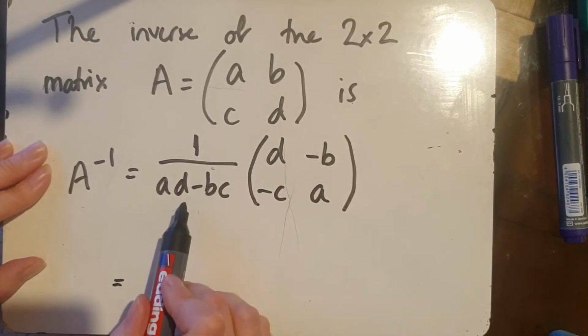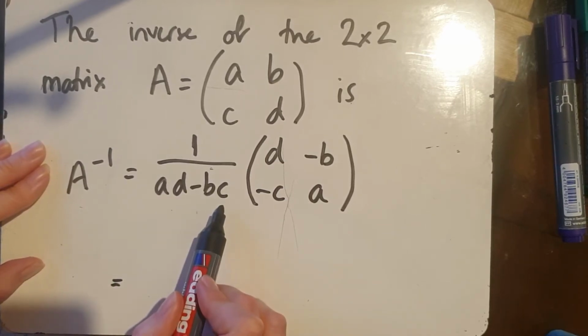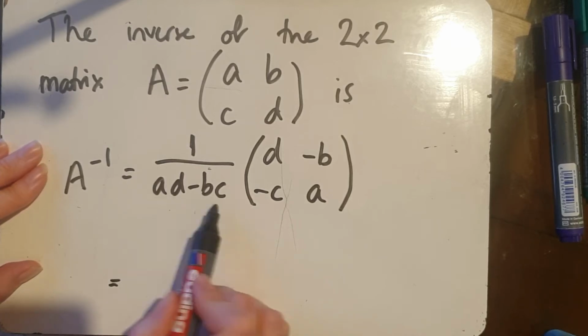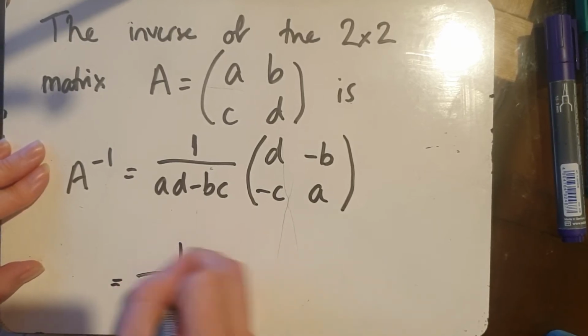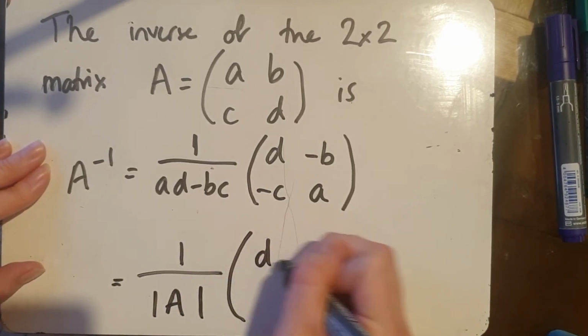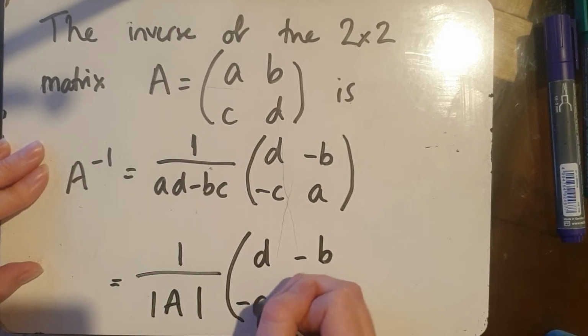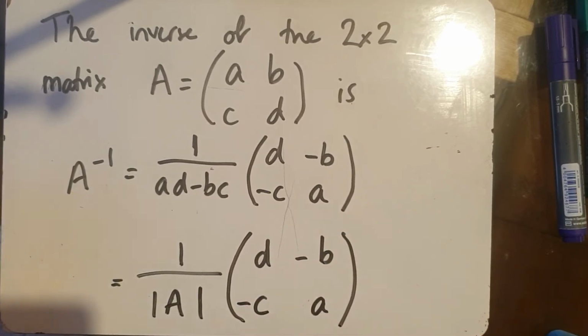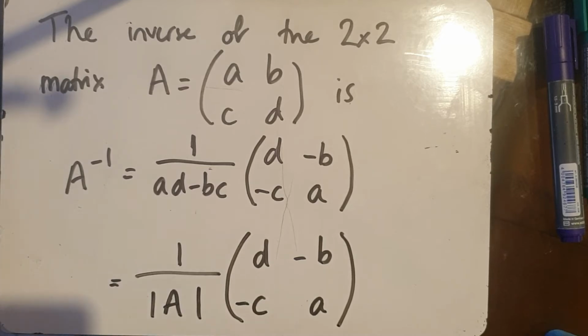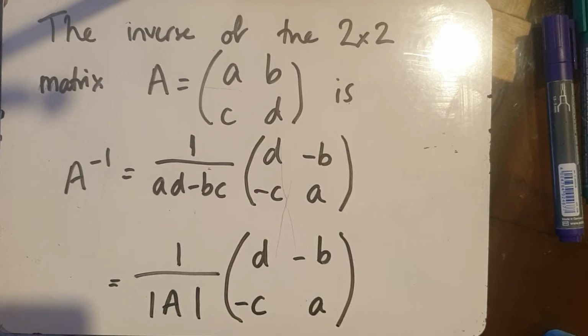Now this AD minus BC is the determinant of the matrix, so that is actually 1 over the determinant of A, multiplied by D, negative B, negative C, A. So that is how we find the inverse of a 2 by 2 matrix, and you will only need to find the inverse of 2 by 2 matrices.